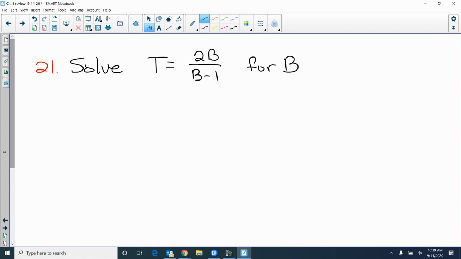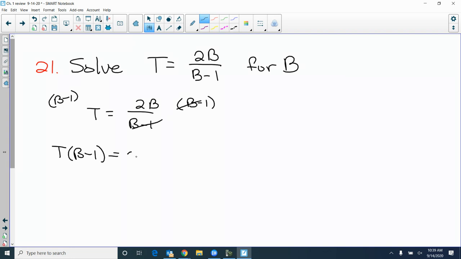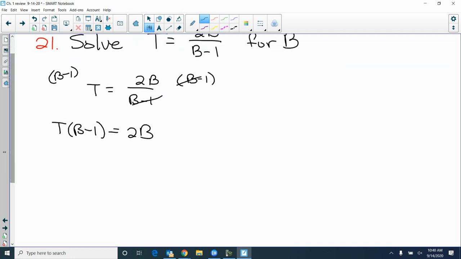Okay, very common thing that comes up is when you have a formula, an equation, and you have the variable you're solving for in more than one term. First of all, get rid of the b minus 1, multiply both sides by b minus 1. So we got t equals 2b over b minus 1, and we'll multiply both sides by b minus 1. And so I get t times b minus 1, those cancel, equal 2b. All right, distribute.